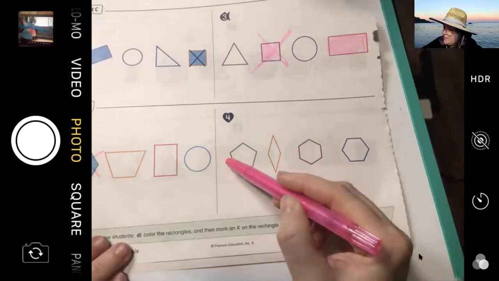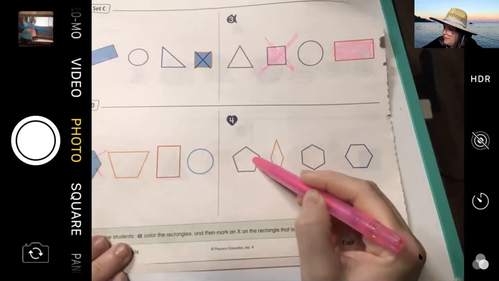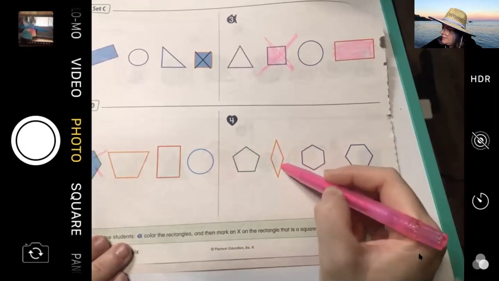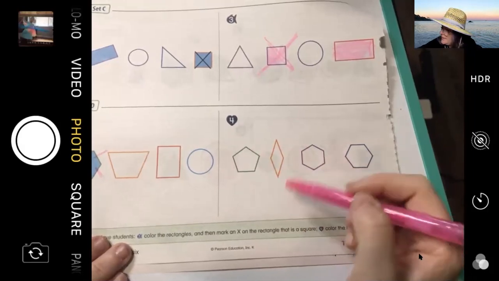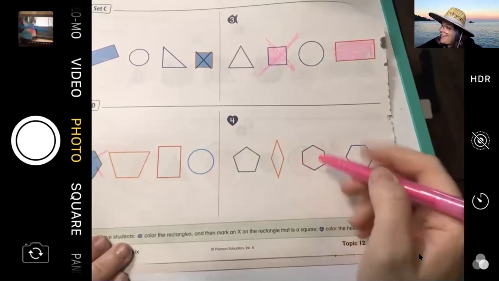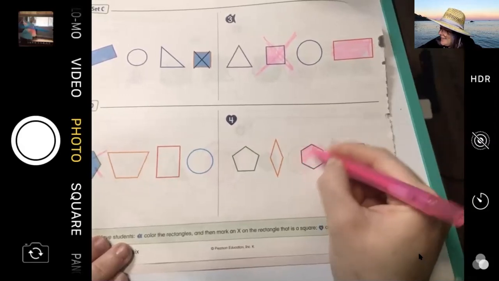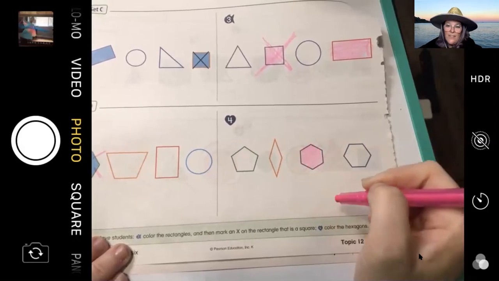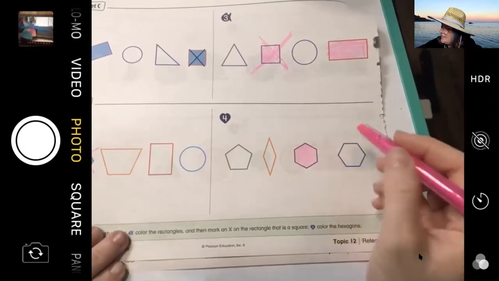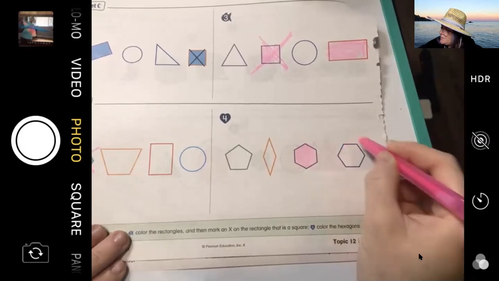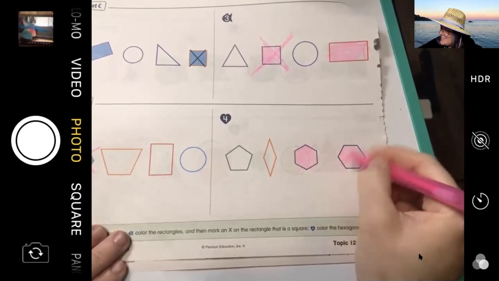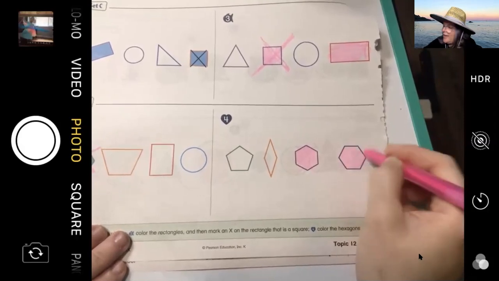Well, let's count the sides. 1, 2, 3, 4, 5. Nope. 1, 2, 3, 4. Nope. 1, 2, 3, 4, 5, 6. Yes, that is a hexagon. Even though it looks a little different, it has 6 sides. Let's count this one. 1, 2, 3, 4, 5, 6. Yes, that is a hexagon as well. So you will have colored 2 hexagons.